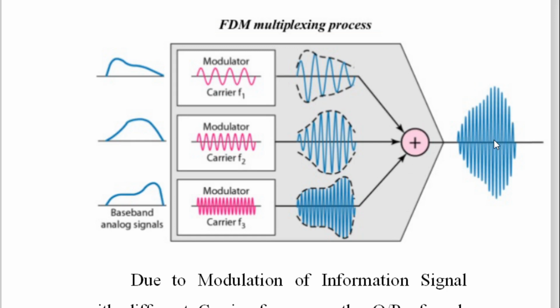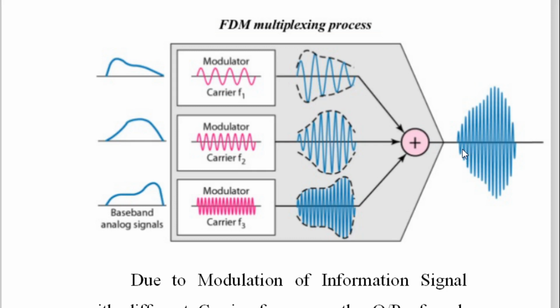There is no crosstalk because each information signal is modulated with different carrier, and therefore even though it is a mixer, because of different carrier, the frequencies will not get mixed to each other, and these are having separate identities.